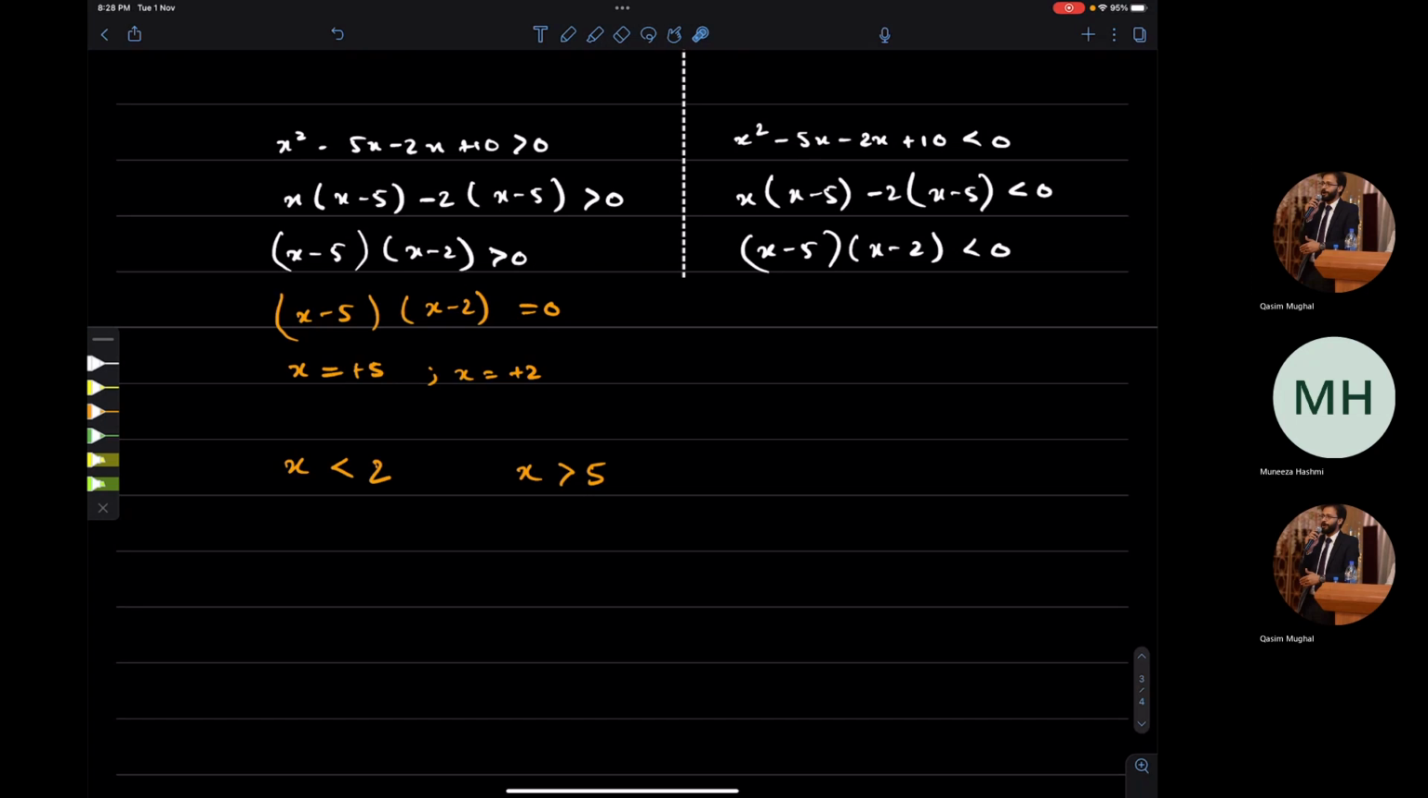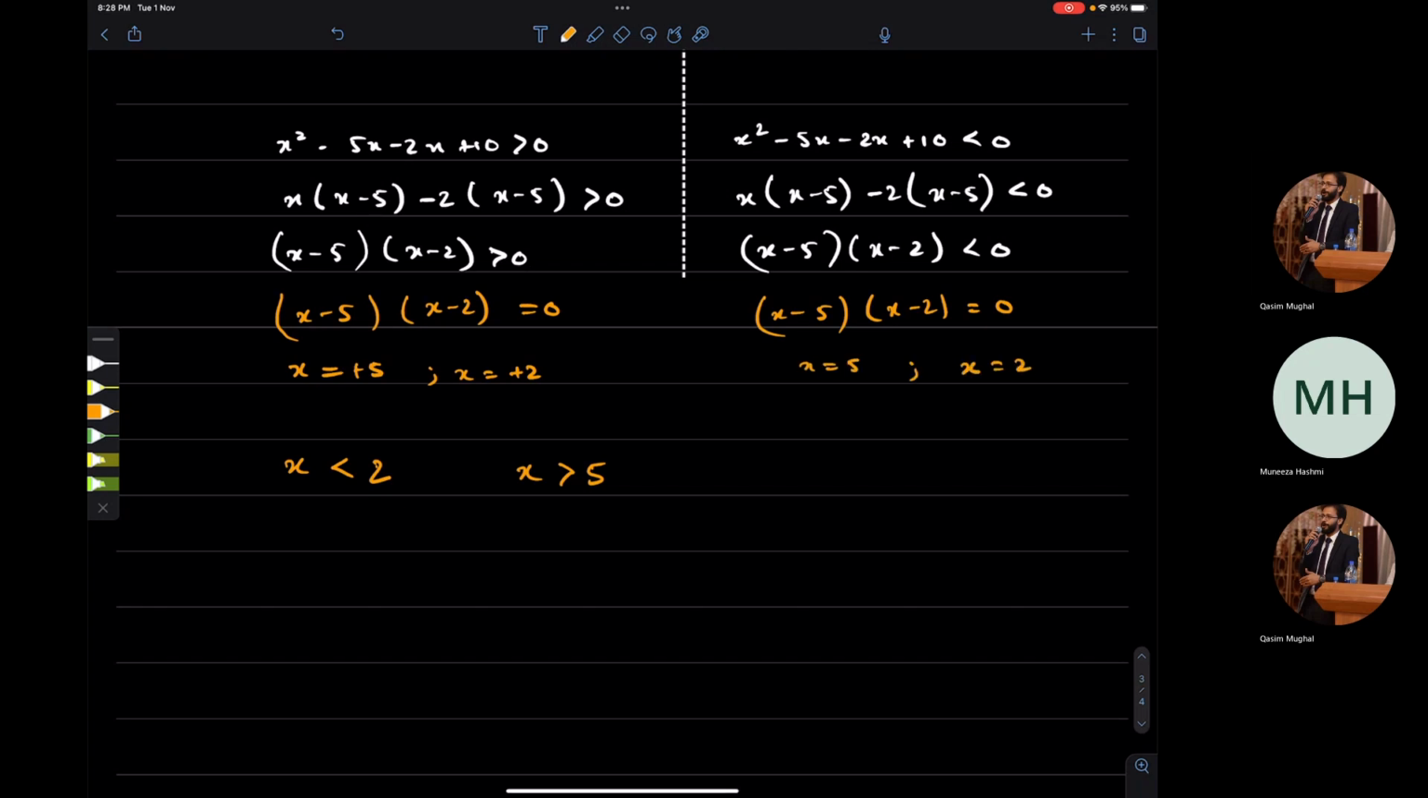Have you got it? Yes, sir. All right, now we'll be doing the same on the right hand side. Be writing down the associated equation for this inequality. Now the solution is going to be 5 and 2.